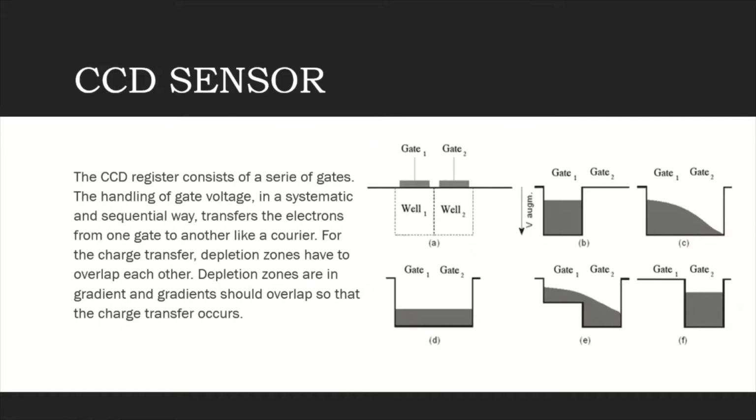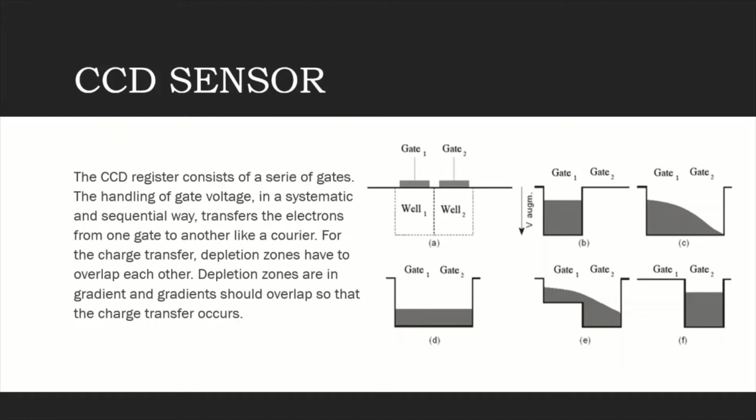The CCD register consists of a series of gates. The handling of gate voltage in a systematic and sequential way transfers the electrons from one gate to another like a courier. For the charge transfer, depletion zones have to overlap each other. Depletion zones are in gradient, and gradients should overlap so that the charge transfer occurs. Each gate has its own control voltage that varies according to time. Voltage is a square wave signal called a clock or clock signal.